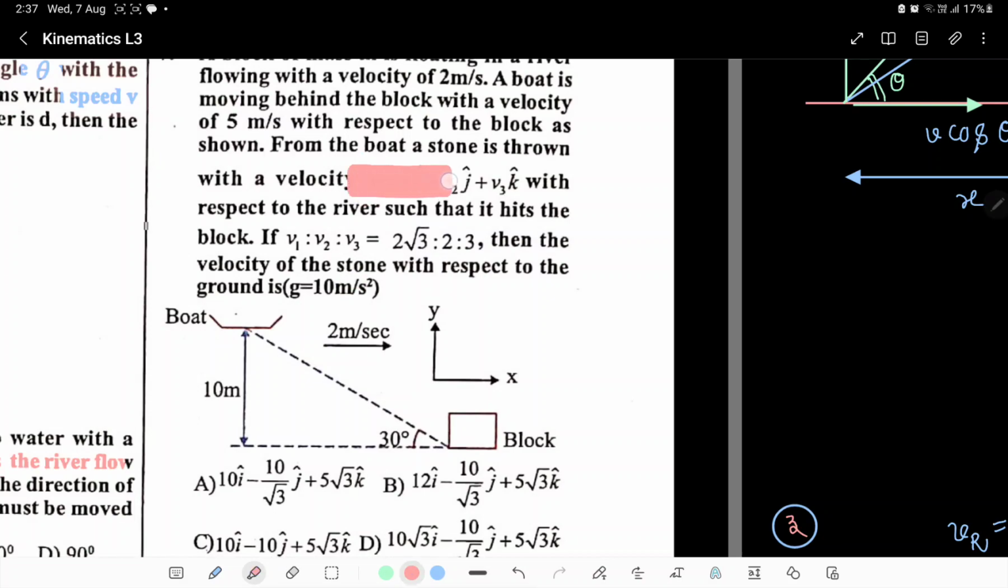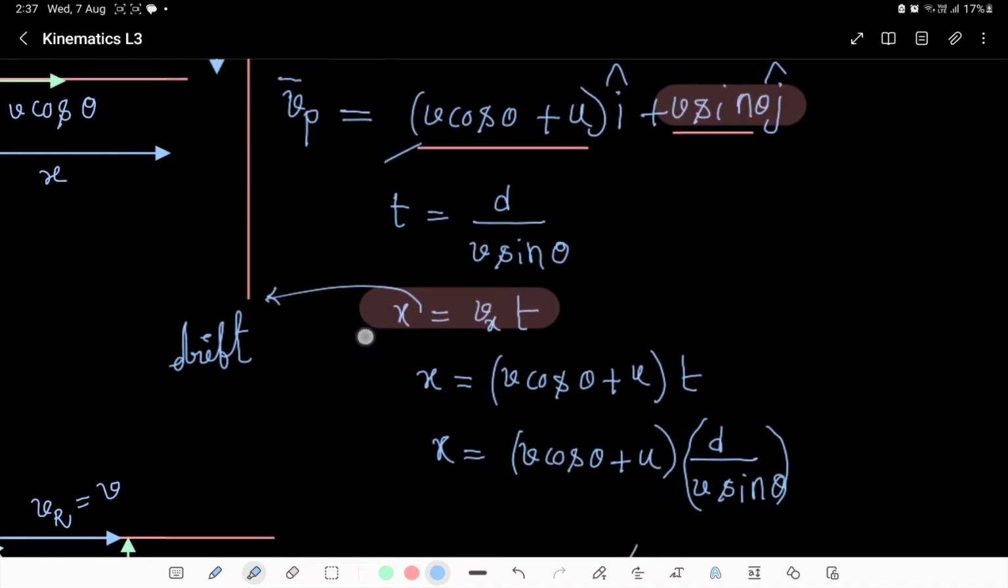v bar equal to v1 i cap minus v2 j cap plus v3 k cap, and the relation between v1, v2 and v3 is also provided. What we need to calculate is the velocity of the stone with respect to the ground. Let's solve the problem. Question number 7.